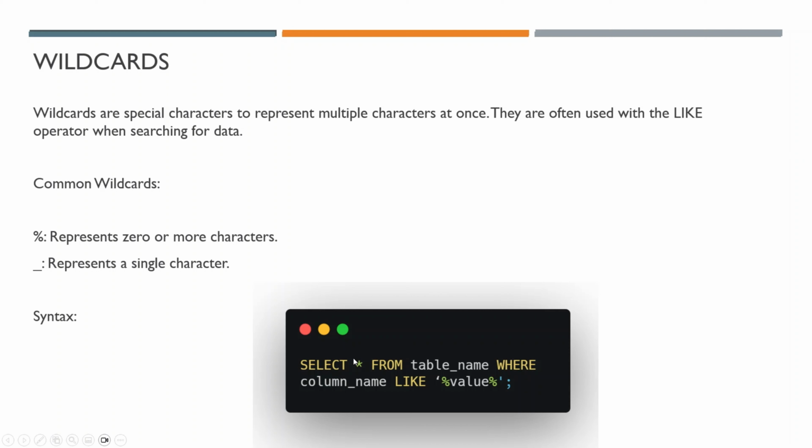Now, this is how the syntax looks. You select from the particular table you want, where the column you are looking for is LIKE, so instead of using equals to, greater than, less than, now you're using LIKE, and you put your percentage sign before or after the value you are looking for.